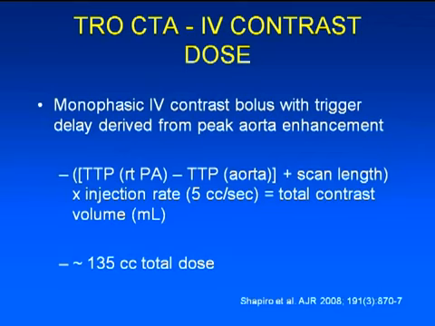Because of the scan length, if the patient is smaller, you're going to get less coverage, so it's going to be a faster scan. And in his paper, the average was about 135 cc's total dose anyway.